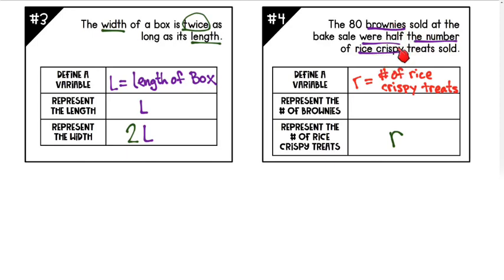So if I sold 5 Rice Krispies, that would be 2.5 brownies. If I sold 20 Rice Krispies, that would be 10 brownies and so forth. So I would just represent that as Rice Krispies divided by 2 or times by a half.